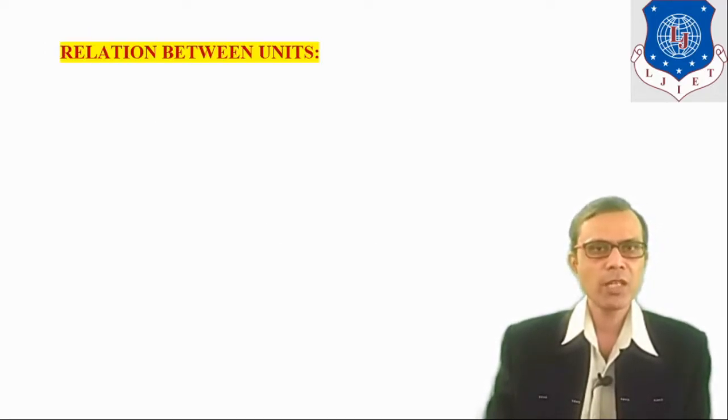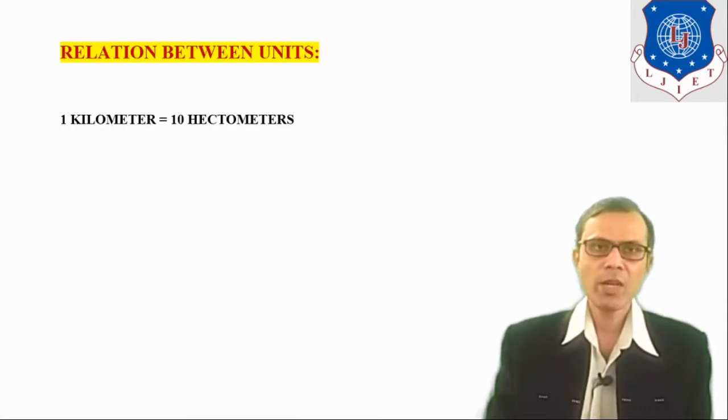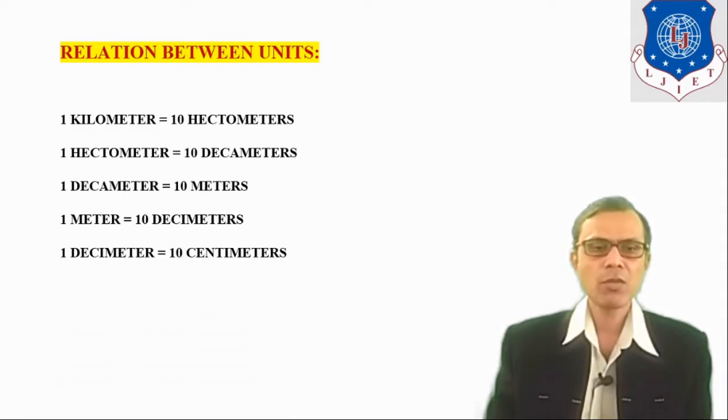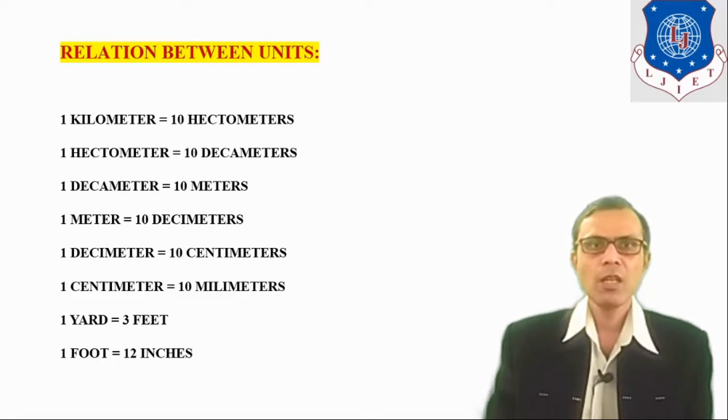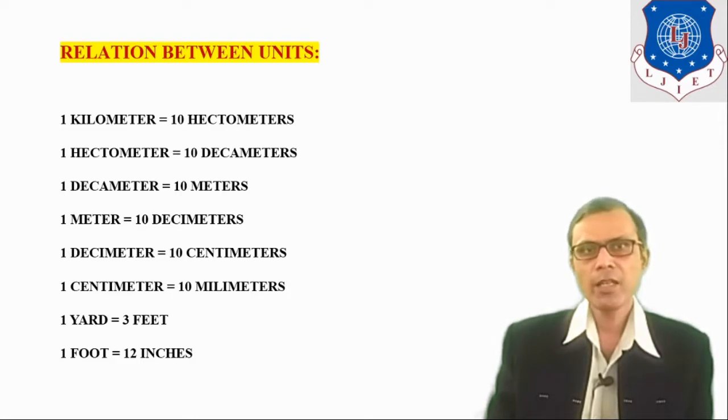We must be familiar with the relation between the units. 1 kilometer equal to 10 hectometer, 1 hectometer equal to 10 decameters, 1 decameter equal to 10 meters, 1 meter equal to 10 decimeters, 1 decimeter equal to 10 centimeters, 1 centimeter equal to 10 millimeters, 1 yard equal to 3 feet, and 1 foot equal to 12 inches. Any 3 units can be given. So if we know the relation between the units, then we can prepare the diagonal scale.